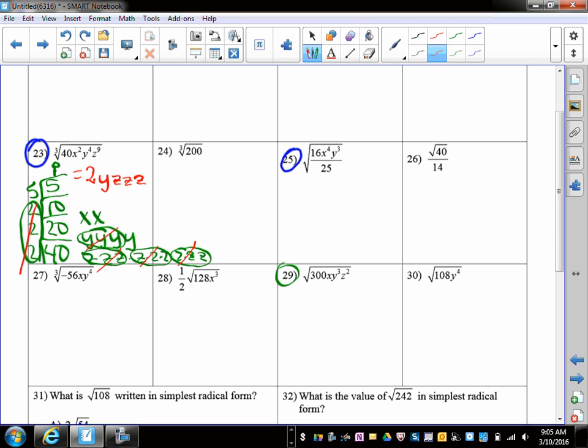Remember, this is all multiplication. And what is left underneath my poor little cube root? We have a 5. We have x times x, which is just x squared. And we have a y. Alright, so let's simplify.